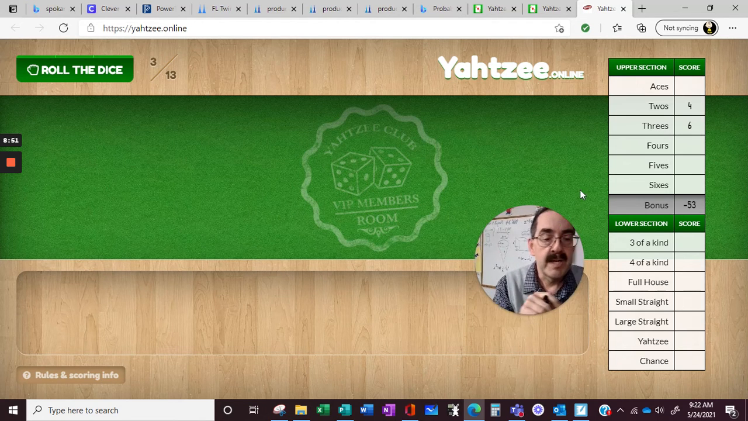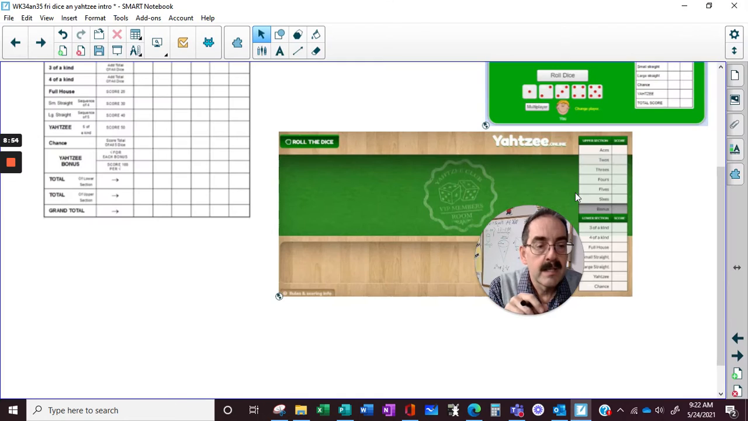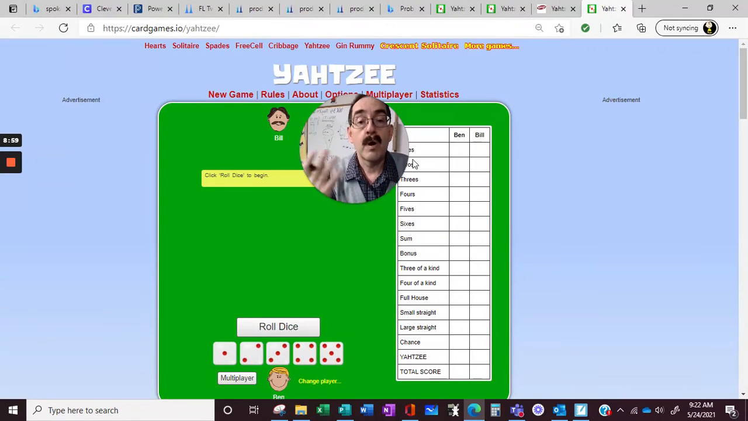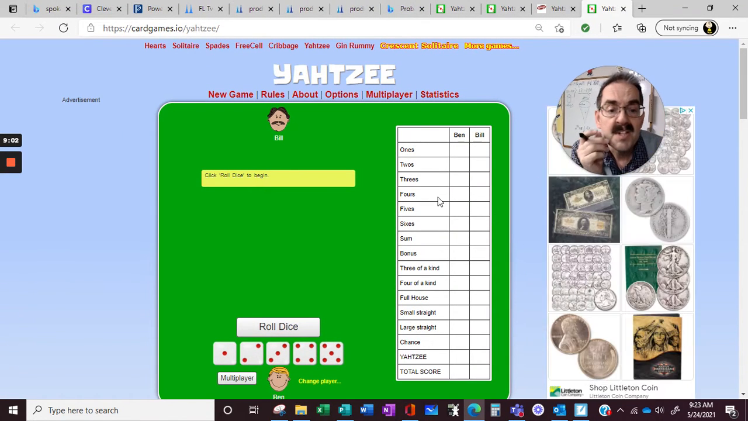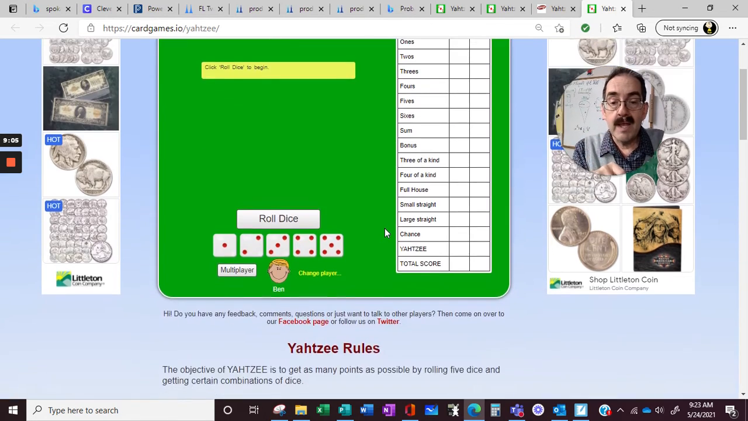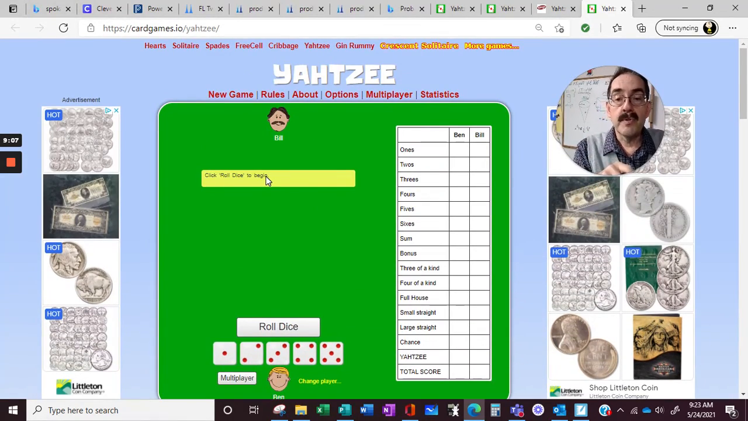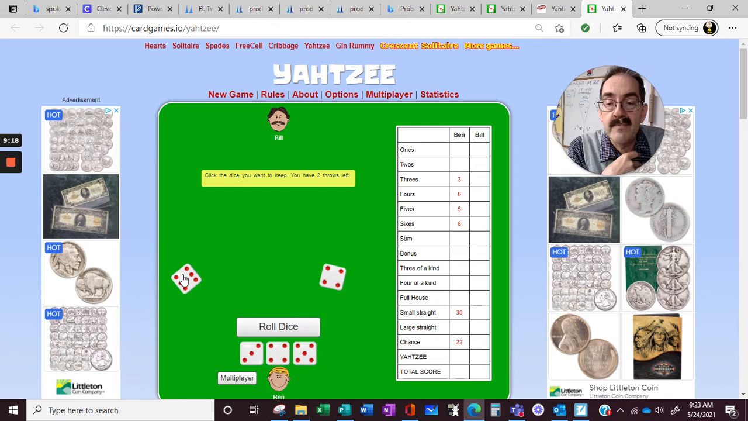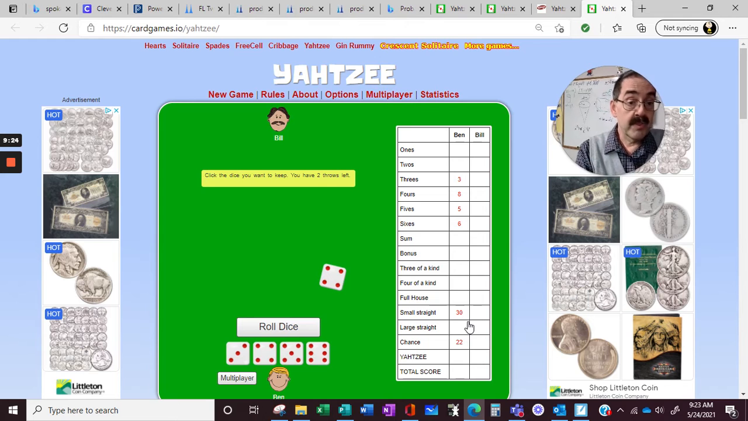Yahtzee. Now, a different link is one where you can play against other people online or a couple people in class. Okay, so I've put Ben and Bill in here. Okay, and click to roll the dice to begin. Okay, and this is a little helpful one in case you've never played before. So 3, 4, 5, 6. Now I like that. 3, 4, 5, 6. Click. I have what's called a small straight. That's one of the 13 items we gotta have. So I'm going to keep that, and I'm going to roll this one die.